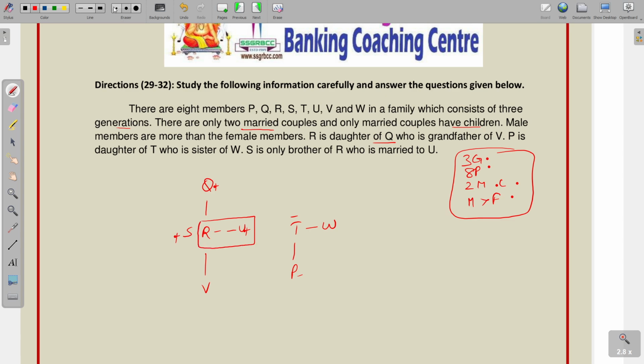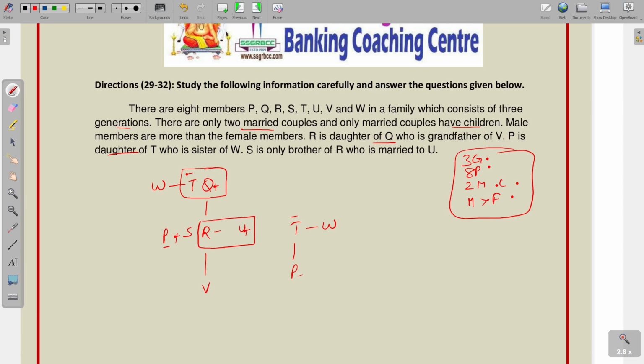Okay, we already have one couple, who? R and U. R and U both are a married couple. So here we have 3 generations. T is a female candidate and Q is the male candidate. So if I fix T here, T is the female and Q is the male candidate. These two are a married couple and W is the sibling of T, either brother or sister. And P is already the daughter of T, which means T and Q are the parents of R, S and P.